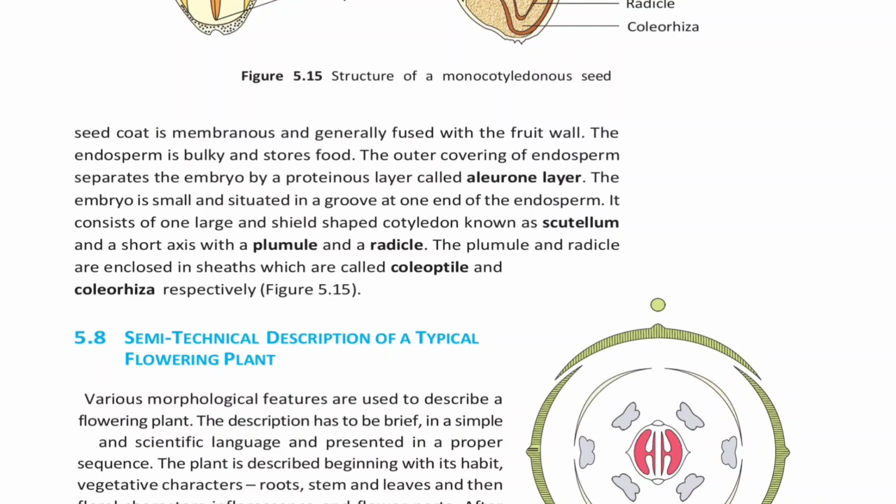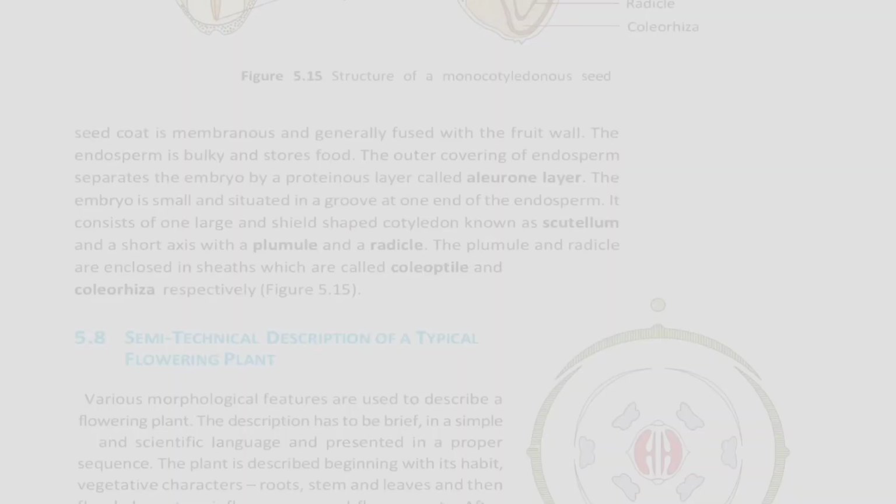The outer covering of endosperm separates the embryo by a proteinous layer called aleurone layer. The embryo is small and situated in a groove at one end of the endosperm. It consists of one large and shield-shaped cotyledon known as scutellum and a short axis with a plumule and radicle. The plumule and radicle are enclosed in a sheath which are called coleoptile and coleorhiza respectively.